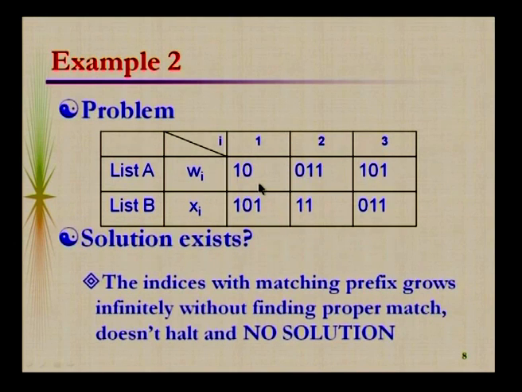So, here is the example. We have list A, where the first string is 10 and the second one is 101, and list B has 0 and 011 and 1 1 1 1. The third corresponding pair is 101 and 011. So, you can have a solution starting with 1, but we cannot have a solution starting with either 2 or 3, as we find that there is no prefix match for those strings.